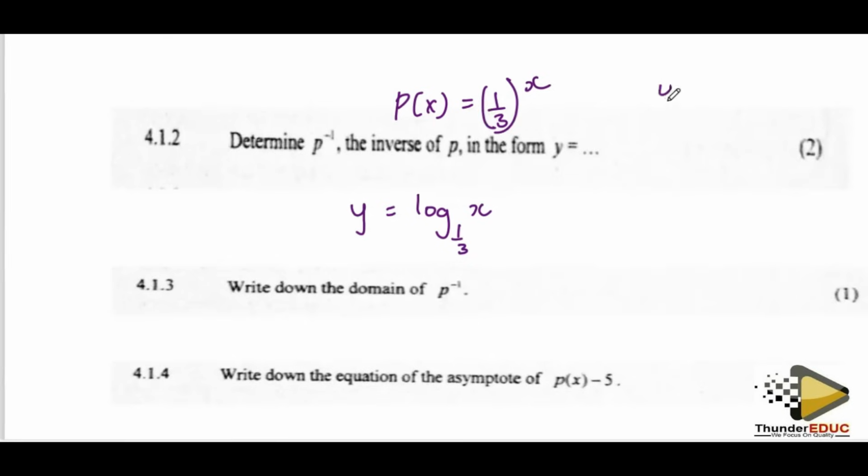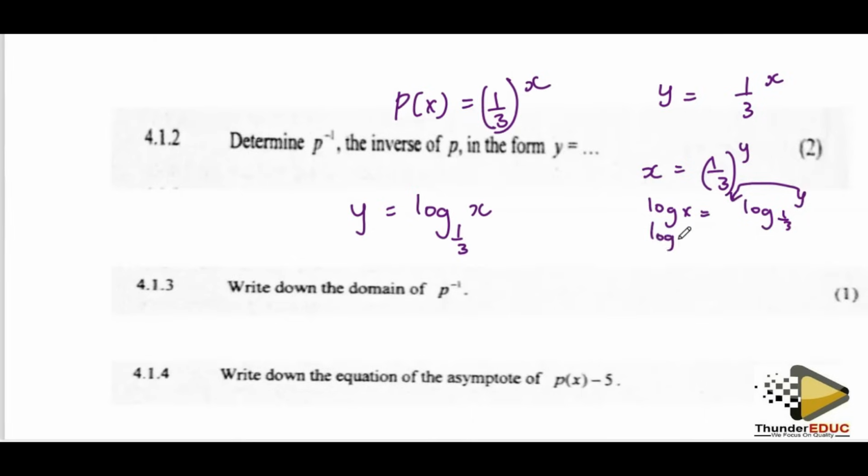Alternatively, what people usually do is switch the x and y, so x is the same as 1 over 3 to the exponent of y. Then introduce logs. So log x is equal to log of 1 over 3 to the y. The y is the exponent, so it will come to that side. So log x is equal to y log 1 over 3. Then we divide both sides by log 1 over 3, and that cancels, and then this will be the same as that.